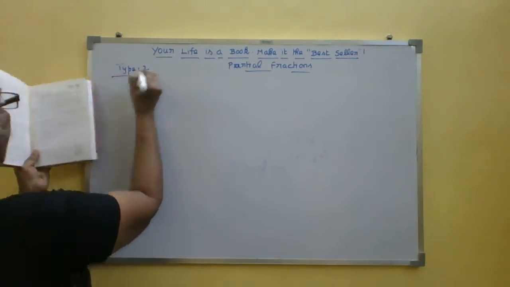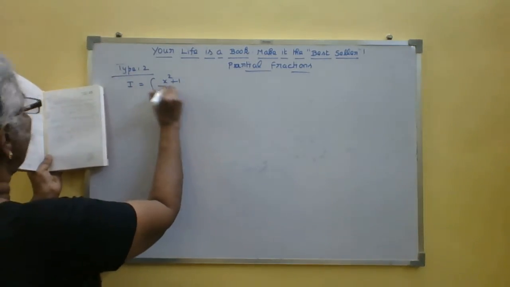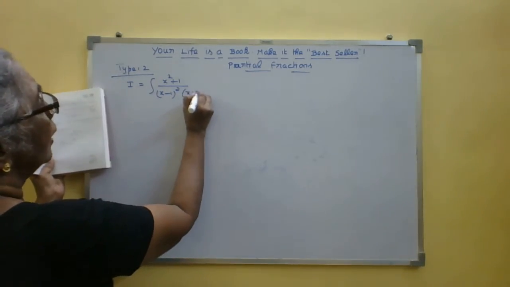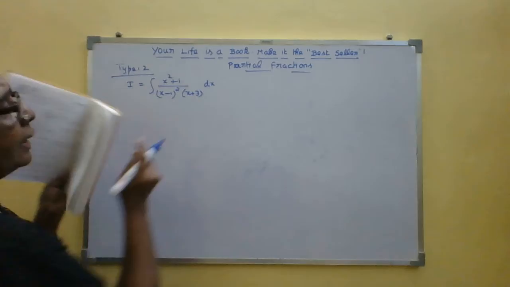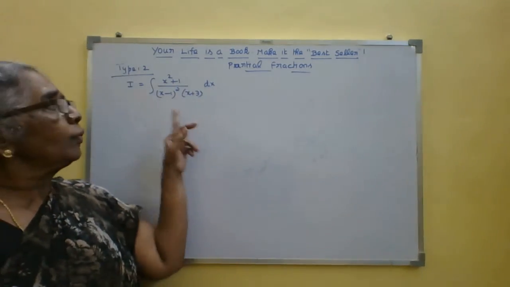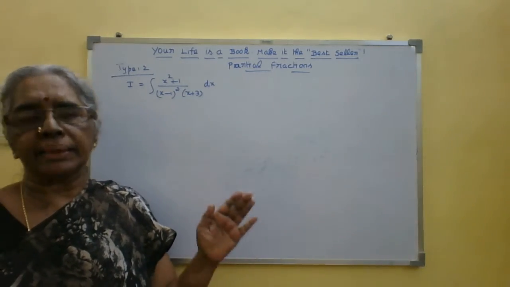Okay, so I is equal to integral x squared plus 1 by x minus 1 the whole square into x plus 3 dx. If you look at the numerator, it is of second degree. If you look at the denominator, it is of third degree. So it is also a proper rational function.